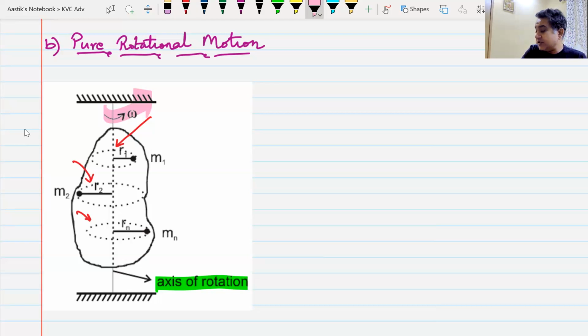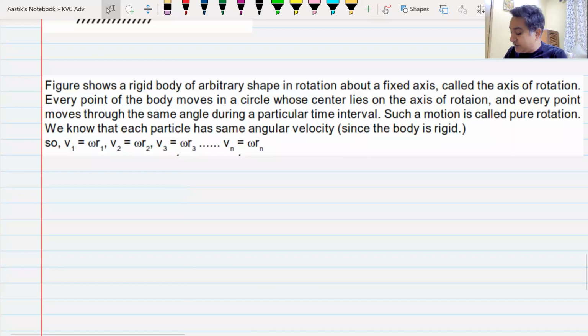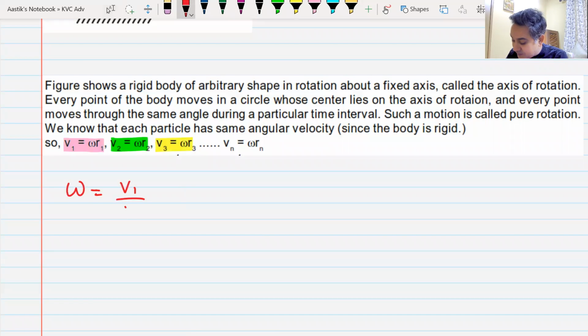Yes. This motion is known as pure rotational motion. If you want to write it, you can write it in this form. The angular velocity omega can be found by dividing v1 by r1, or by dividing v2 by r2, or by dividing v3 by r3. So this angular velocity omega will be v1 by r1, which will be equal to v2 by r2, and so on.